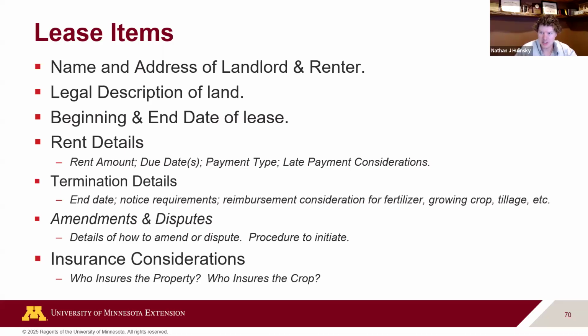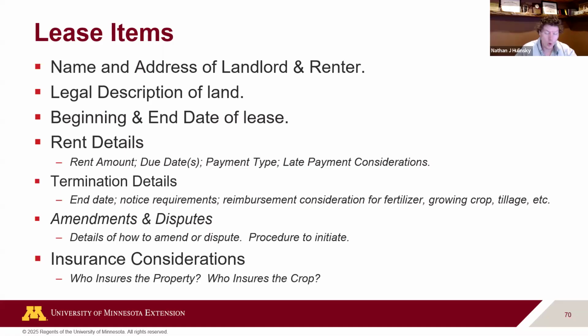What's the payment type? Is it cash? Is it check? Is it we're going to give you meat, right? We have cattle on the farm. We'll give you half a cow for land rent. As long as you can agree to that, there's nothing wrong with it. And then the last thing there, what happens if the payment is late? So if we have a late payment, is there a penalty? Does that terminate the lease? We need to have this discussion up front, because after the fact, it's really easy to kind of get angered over this and not have a level-headed conversation.